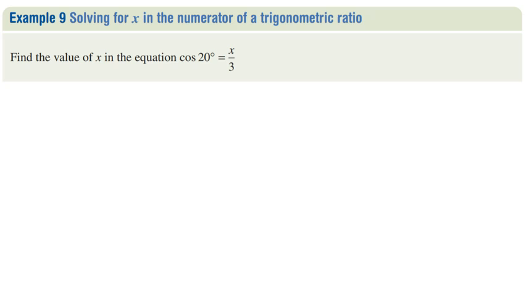Before we begin, I want you to look at this equation. If we were to solve for x, what would we do? Well, we'd use inverse operations like we've just done in linear. So we'd multiply this 3 to the other side. So we would get 3 times cos 20 equals x. Then you can put that in your calculator, 3 cos 20, which equals 2.82.